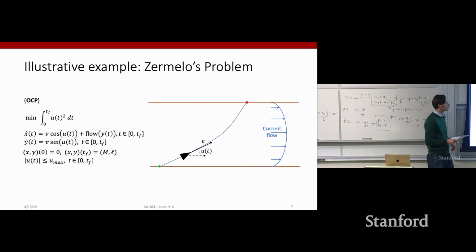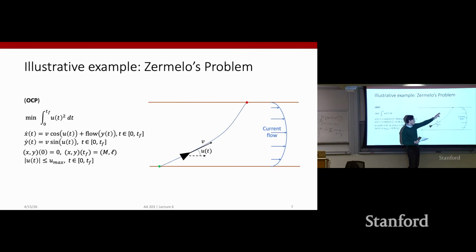Let's solve this problem of crossing the river known as Zermelo's problem. You have a version of this also in your P set. Specifically, the setting here is that we want to cross from an origin point to another destination point on the other side of the river. The river has some flow, which is 0 at the two extremes and stronger in the middle. Here we are assuming we have a constant forward velocity v, and the control for us is represented by the angle between the forward velocity and the flow.